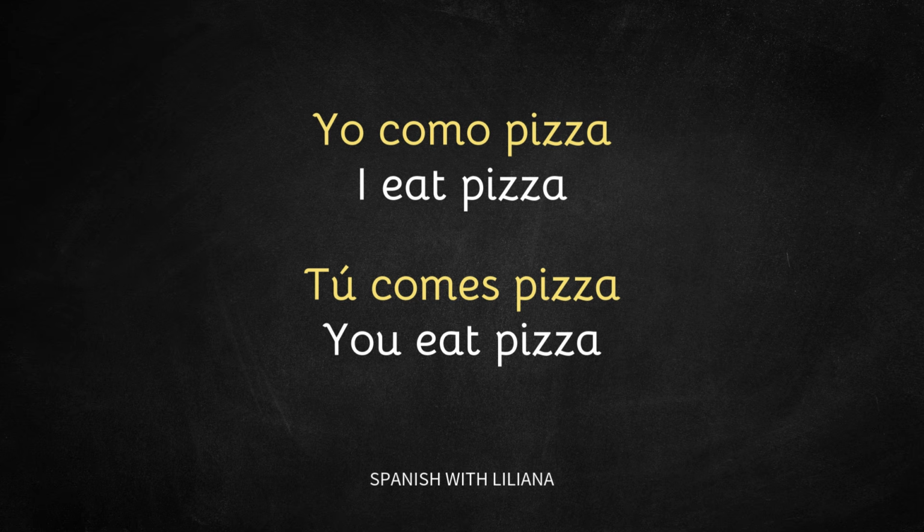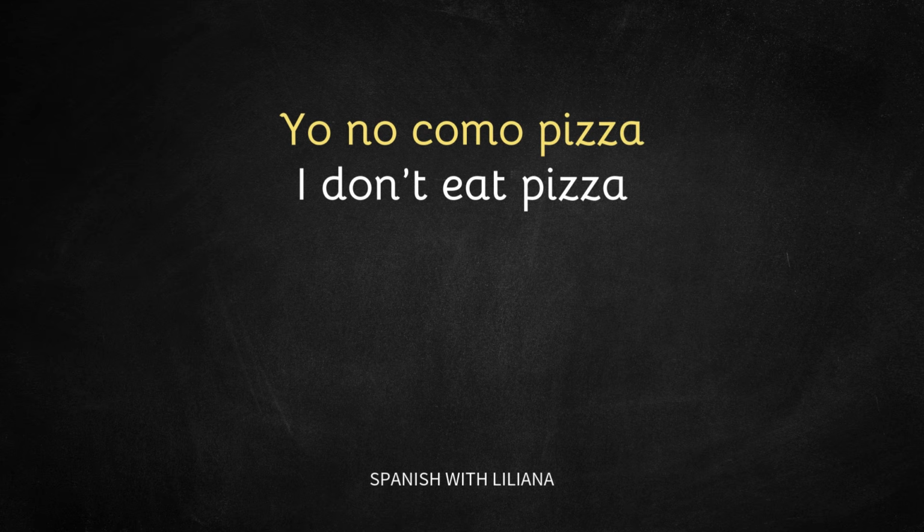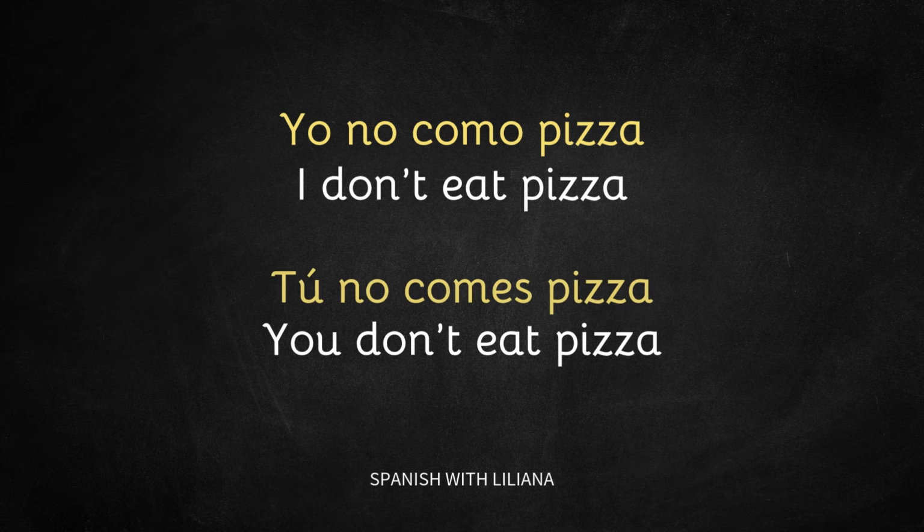Como and comes both mean eat, but they're conjugated to different persons. Because they're conjugated to different persons, we already know who the subject is. So we can technically just say como pizza or comes pizza, and the verb indicates the person. To create a negative sentence, it's very simple. We just use the word no before the verb. So, I don't eat pizza becomes yo no como pizza. Or we could drop yo and just say no como pizza. You don't eat pizza turns into tú no comes pizza or no comes pizza.